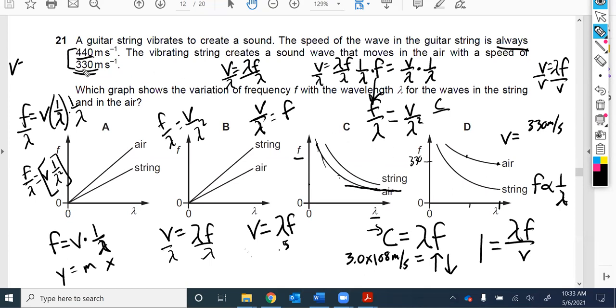Let's say for the air, it's 330, but then I'm dividing it by this big number squared, which means I'm dividing by a longer wavelength squared, which means it's going to make it much, much lower. And so that sort of explains maybe the curve this way.